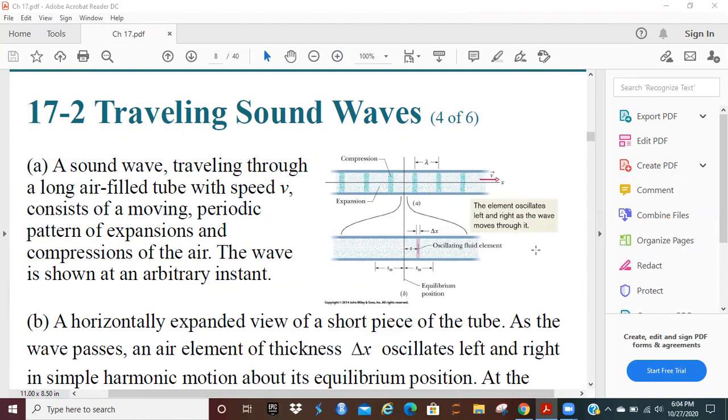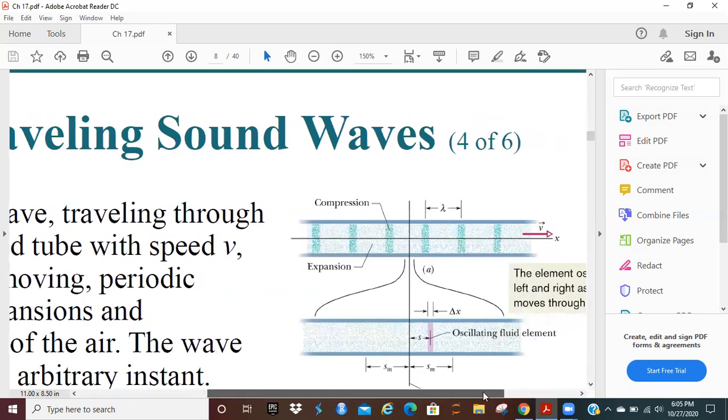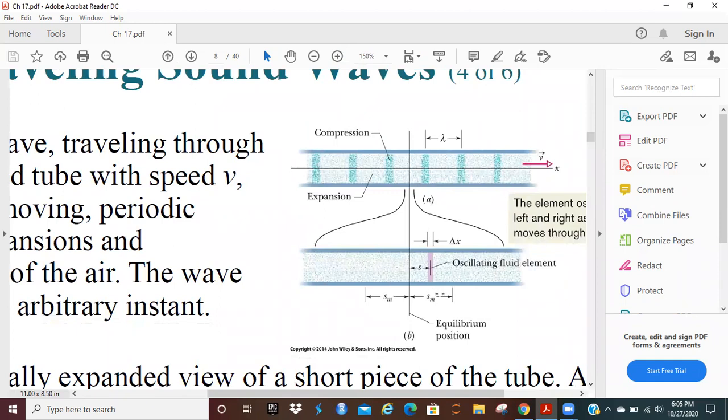And so the element oscillates left and right as the wave moves through it. So these elements are moving this way and then that way. That's characteristic of a longitudinal wave. And you can see here that you have this oscillating fluid element, and there's a certain maximum distance that it's going to move in either direction. That's the S sub m. Let me blow that up. You can see the S sub m there, and it'll show you how far this particular oscillating fluid element will move in either direction.